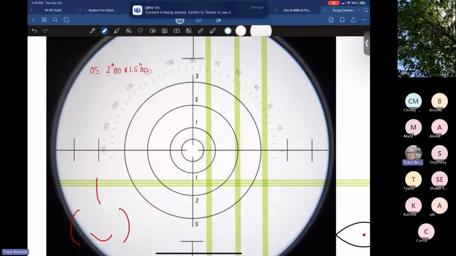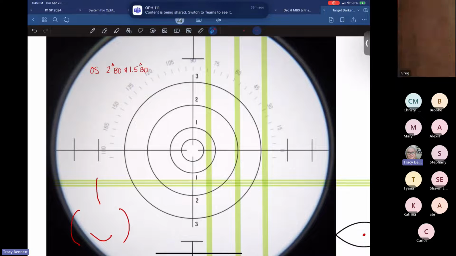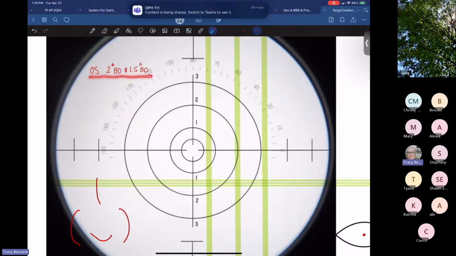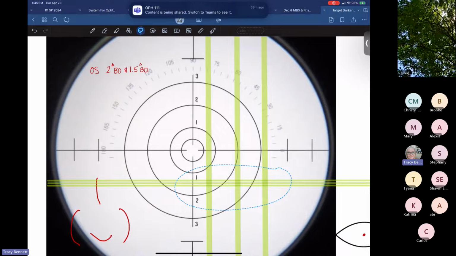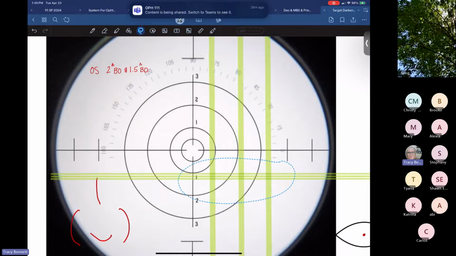Here's another layer to it. When you're applying ANSI, you're told that the prism needs to be at this point. This is where it needs to be. But when you put it in the lensometer, it's not there. It's at a different point, and they're usually just slightly different than where they should be.